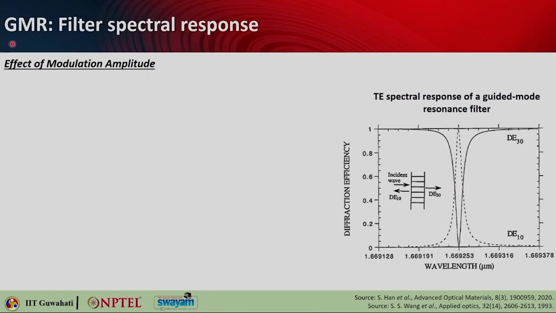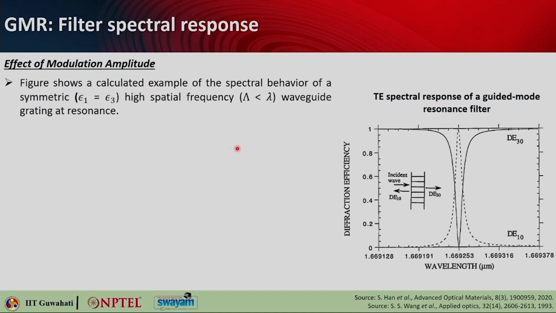Now, let us look at the effect of modulation amplitude. This particular figure calculates an example of the spectral behavior of a symmetric, high spatial frequency waveguide filter. Symmetric means epsilon 1 is considered to be the same as epsilon 3. So, lambda is considered to be greater than the grating period.